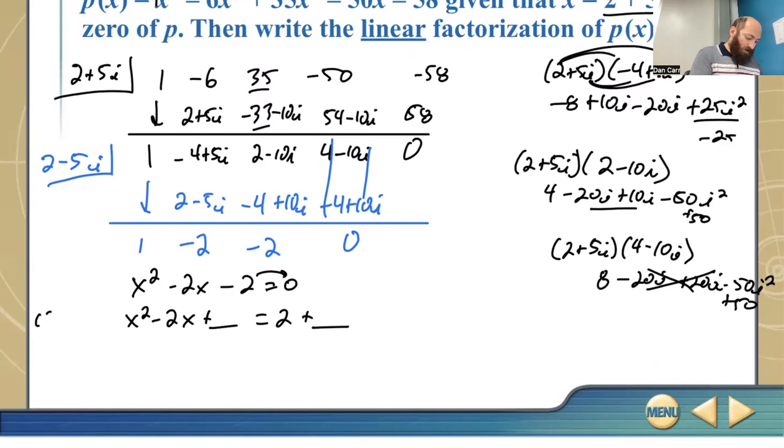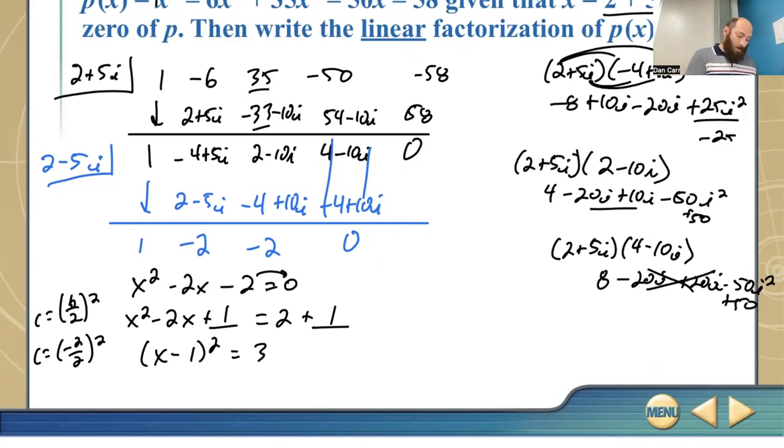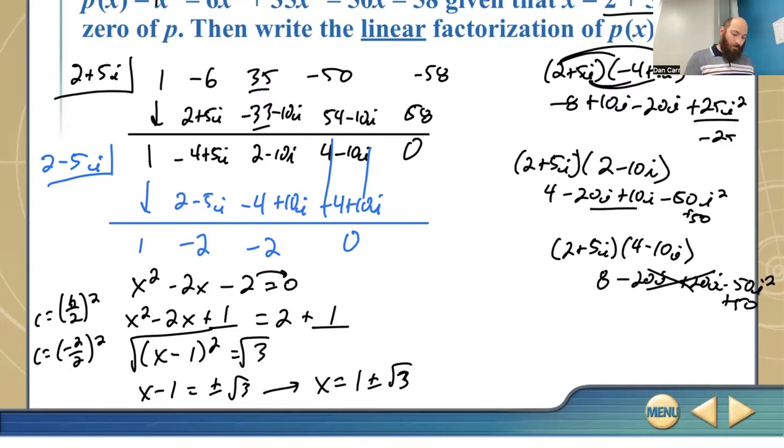For that c value, I'm going to take b divided by 2, squared. So in this case, that's going to be negative 2 divided by 2, squared. So negative 2 divided by 2 is negative 1. Negative 1 squared is 1. So I need to add that to both sides here. So that means I can factor the left side into x minus 1 squared equals 3. From here, I'm going to square root both sides, so that x minus 1 equals plus or minus root 3. And then when I solve that out, I get 1 plus or minus root 3.